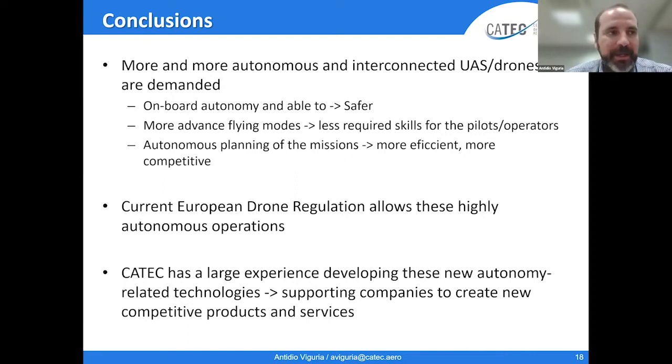So, as I said at the beginning, the current European regulation allows this highly autonomous operation, and of course, we have been working in the last 14 years on this technology. I just showed some of these applications and missions, very briefly. It's true that it was very brief, but it's something that we have done in the last 14 years, and I hope that it was interesting for all of you.